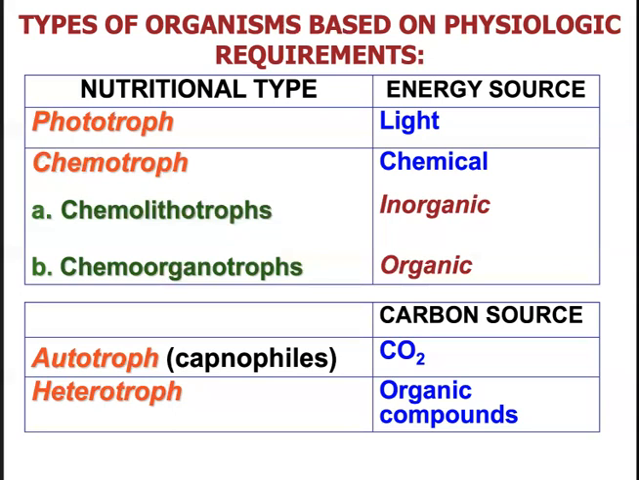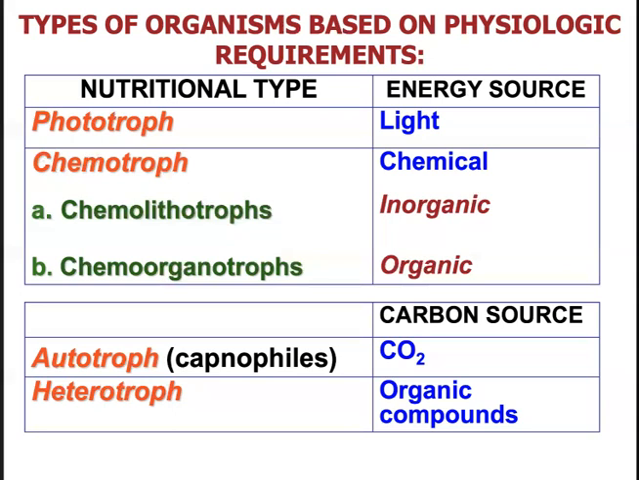Now, organisms that would require carbon source and use carbon dioxide as the source are called autotrophs, or we also call them capnophiles. Now, capnophiles are organisms that would need more carbon dioxide than normal. So all organisms, or some organisms, would need carbon dioxide, but those that would need a lot of additional percentage of carbon dioxide than normal are called capnophiles.